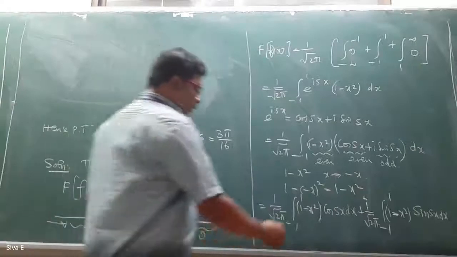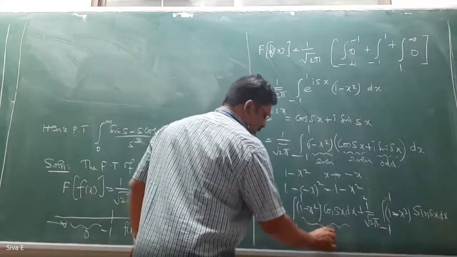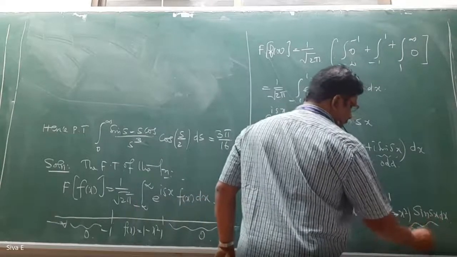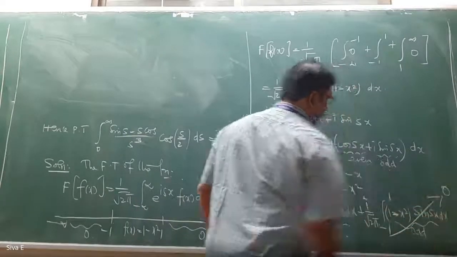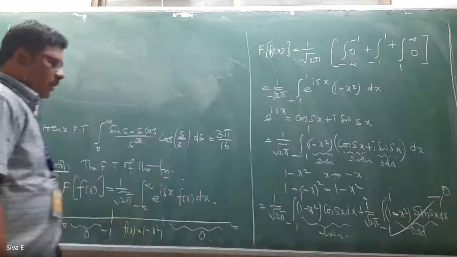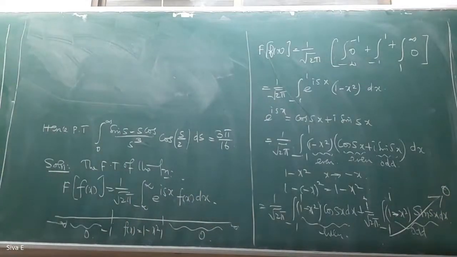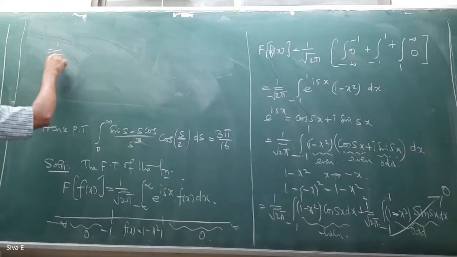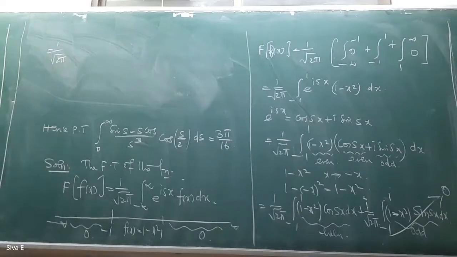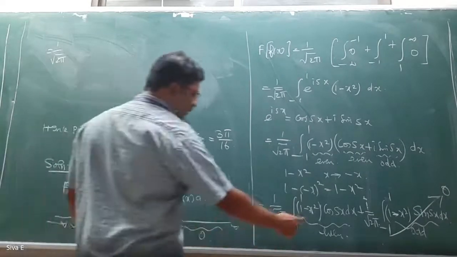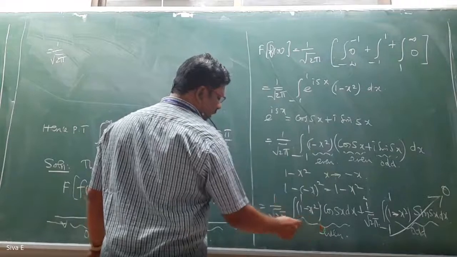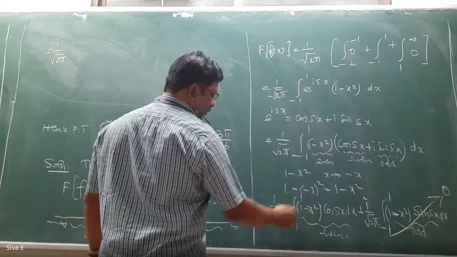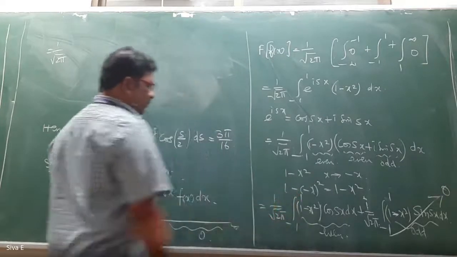Therefore, this function is an even function, and this function is an odd function. Over the interval of minus 1 to plus 1, the odd part is 0. So we can write this as 1 by root 2 pi. It is an even function, so you convert this interval into 0 to 1 and then multiply by 2.